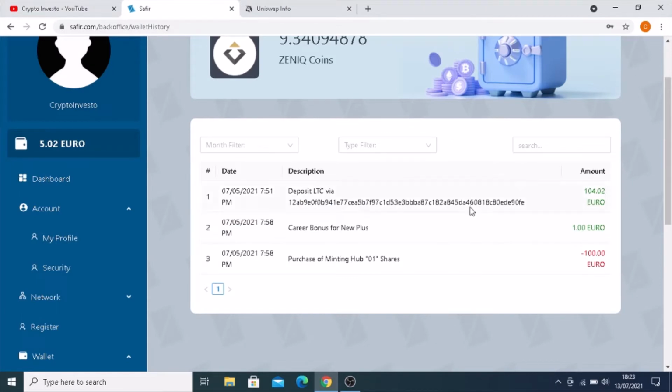So here we are. If you remember, I transferred 104.02 Litecoin from my Exodus wallet to here. When you buy your package, they take away one. No, they give you a euro, and obviously now that I purchased the minting hub, it's minus 100. So with these platforms, you deposit and credit your account via the crypto currencies. So anyway, let's go on up and have a quick look.